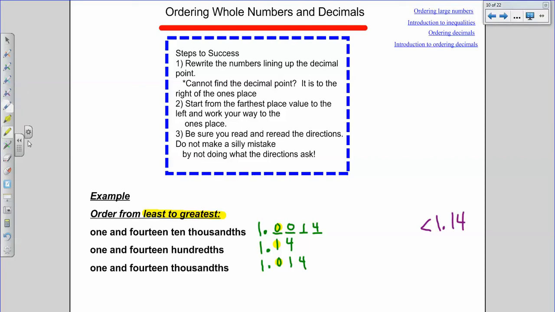So now I'm going to need to compare. So this one, we can mark this guy out. So now I need to compare the hundredth spot. And I can see that this number down here has a 1. So my 1 is greater than 0. So my middle number is going to be 1 and 14 thousandths. And then my smallest number will be 1 and 14 10,000ths.